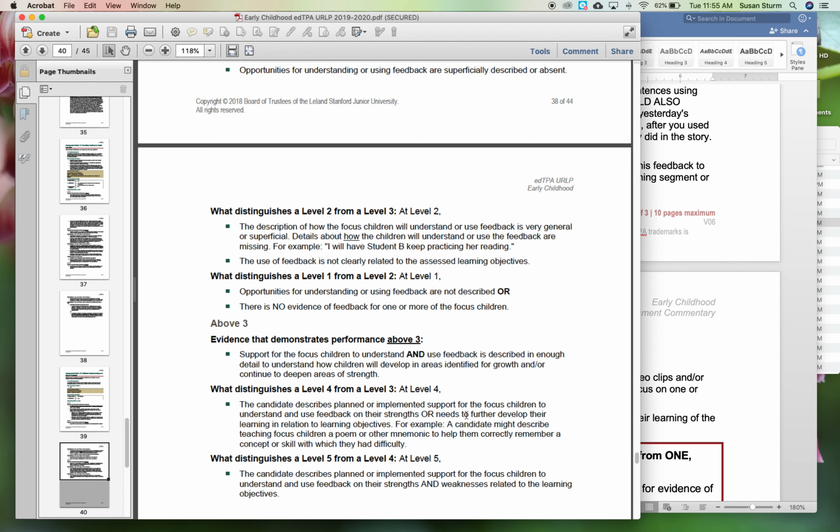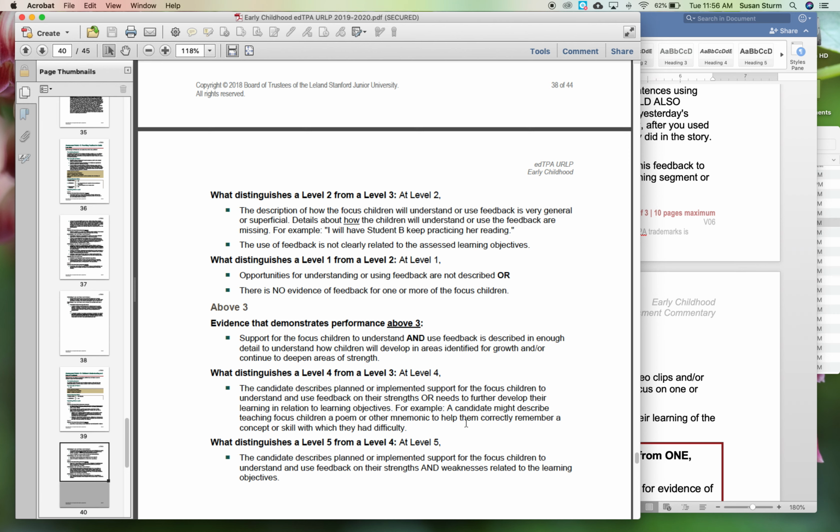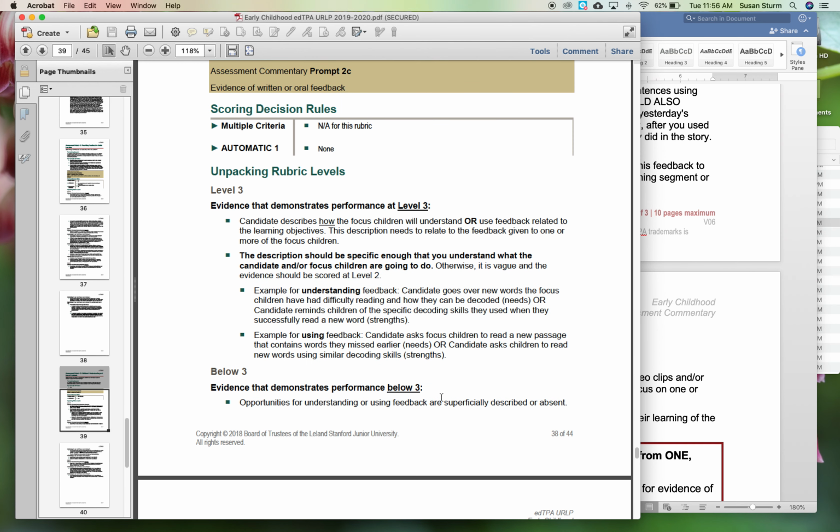Needs for the focused children. No evidence of feedback at a level 4. Support for the focused children, so both of them. So I would talk about both of them, how they understand and use the feedback on their strengths or needs. And guess what? A level 5 is their strengths and their needs related to the learning objectives. So for example, you might describe teaching the focused children a poem or another mnemonic to help them correctly remember a concept or skill with which they had difficulty. Okay, so this is how I would structure this one.